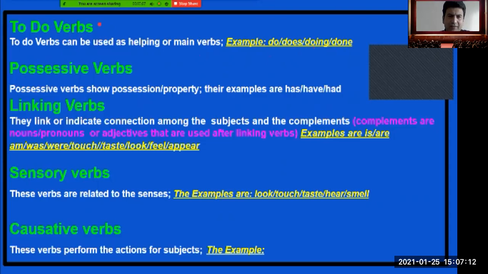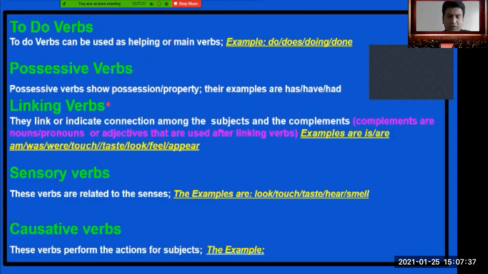And the next one is possessive words. As their name indicates, they show possession. So that's why they are called possessive words. And their examples are has, have, had. When someone says, I have a car, I have a house, this shows possession of property. That's why they are called possessive words.